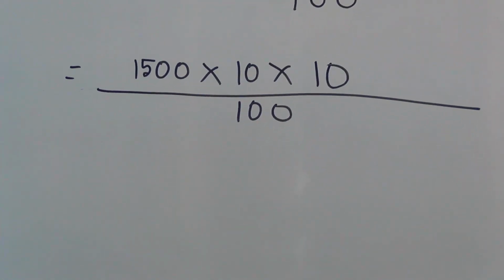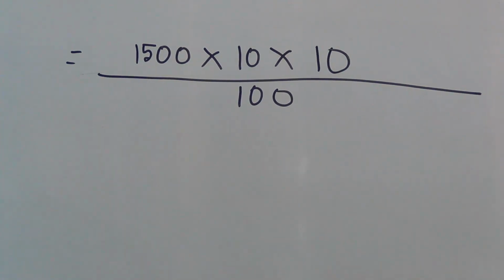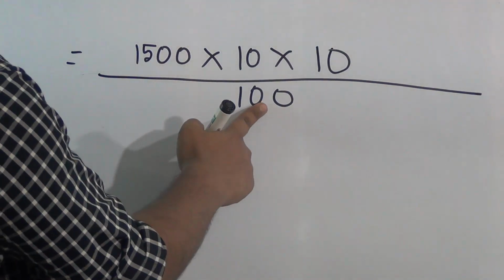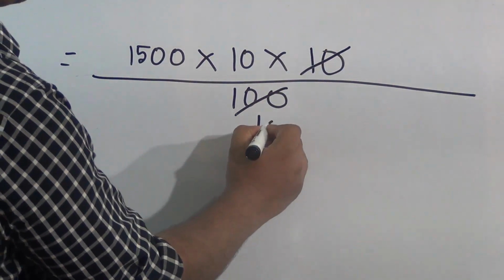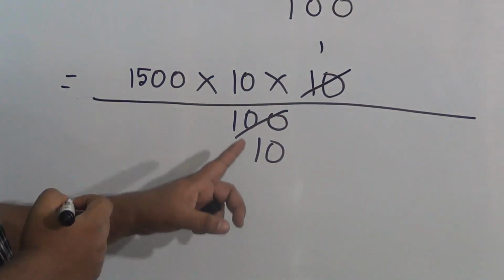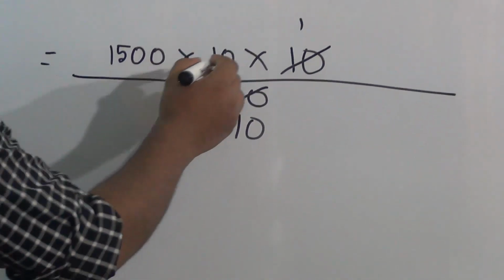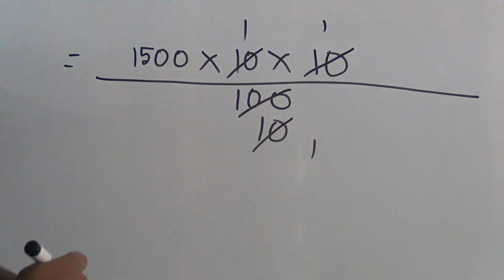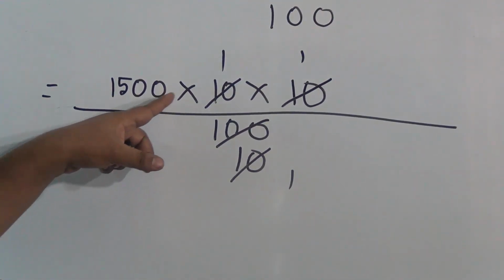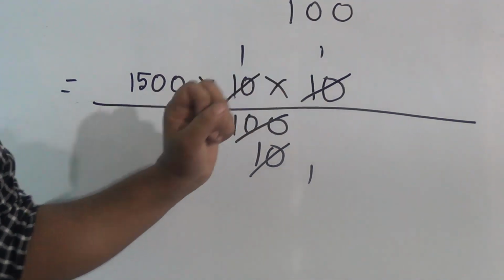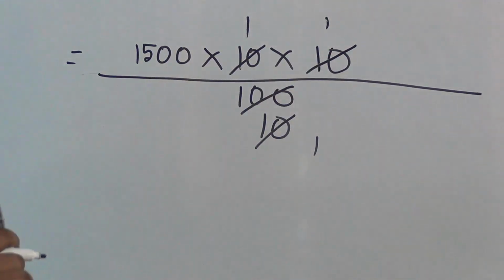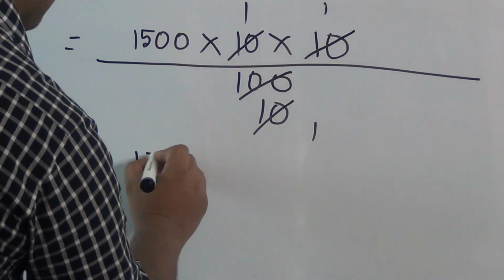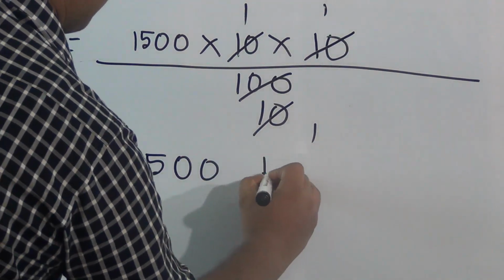Now we shall solve. That means we cut here. You notice if we cut this 100 by 10 then we get 10 and here 1. And notice here 10, here 10. Now we cut this 10 by 10. 10 ones are 10 and 10 ones are 10. So here 1500 multiply. If we multiply these three numbers then we get 1500 taka.